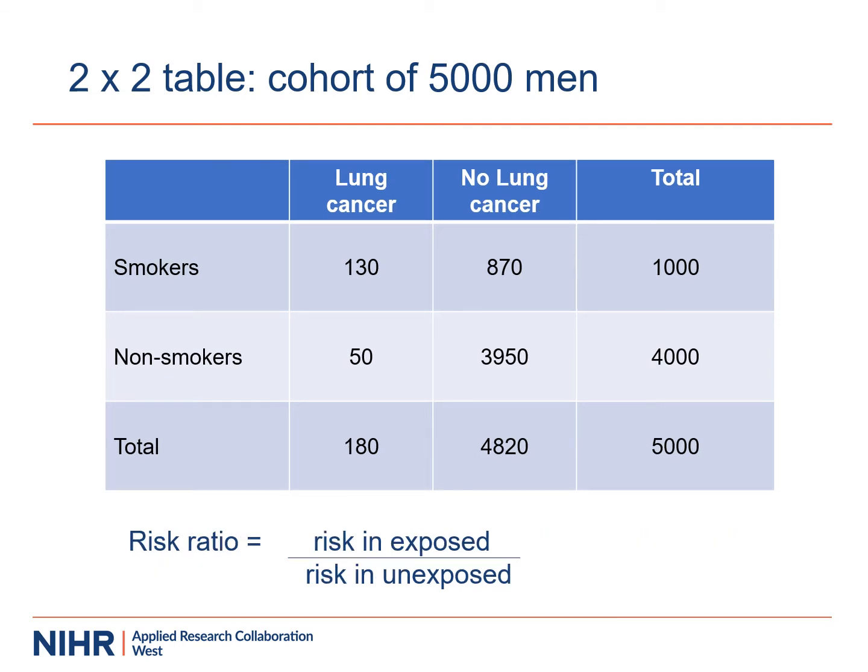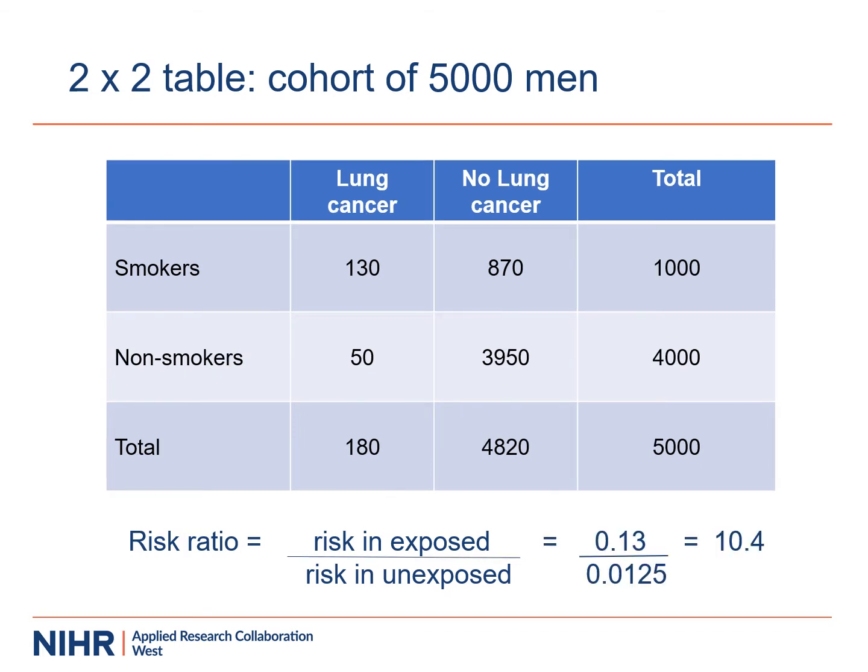And then we can quantify how much higher the risk of lung cancer is in smokers than non-smokers by calculating a risk ratio, which we can do by dividing the risk in the smokers group by the risk in the non-smokers. And if we do this here for this example, we would calculate 0.13 divided by 0.0125, which gives us a risk ratio of 10.4. And this tells us that the risk of lung cancer is 10.4 times higher in smokers than non-smokers.